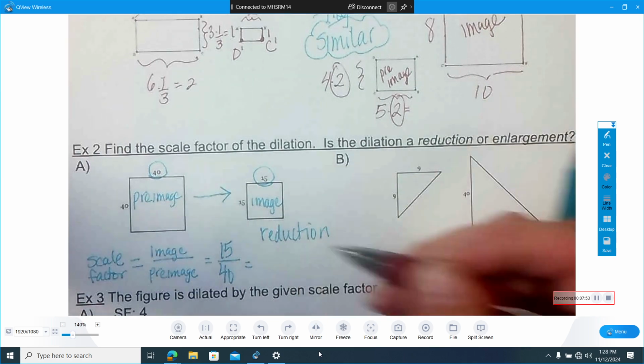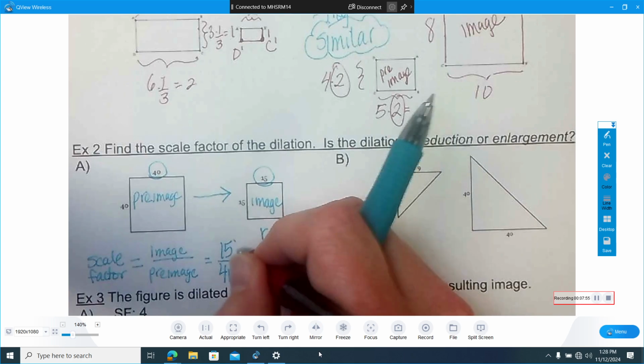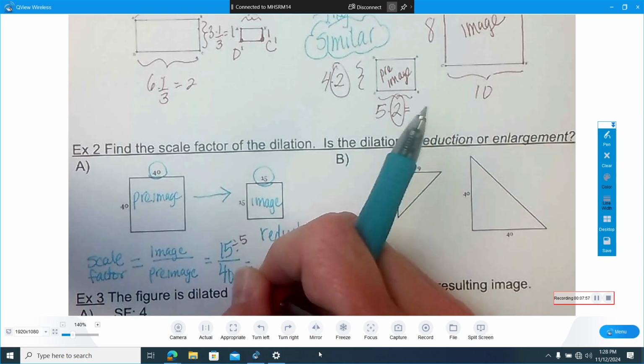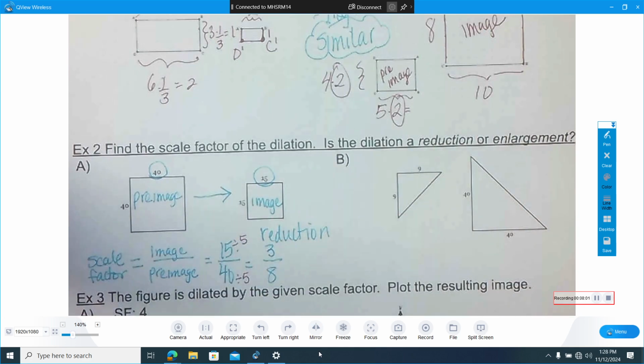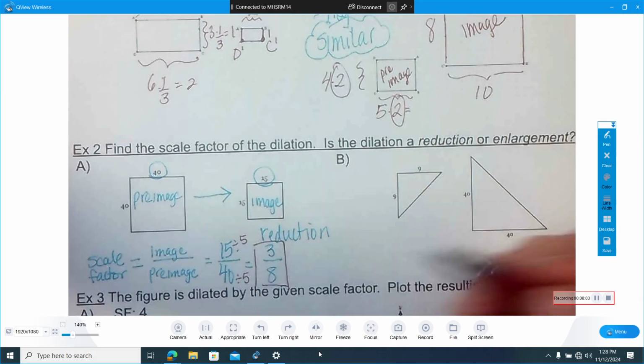How'd you get 3 over 8? You divided both by 5. Beautifully said, sir. You divided both by 5 and you got 3 over 8. That is the scale factor.